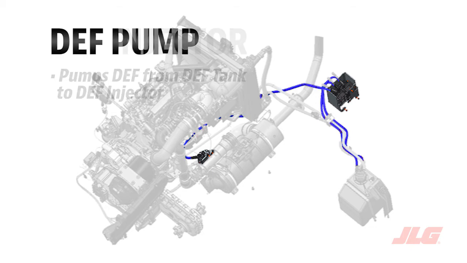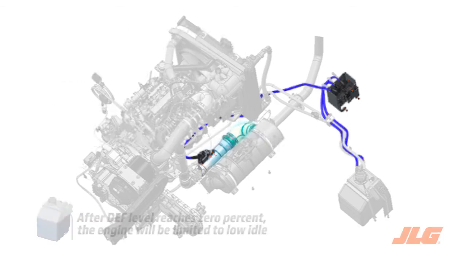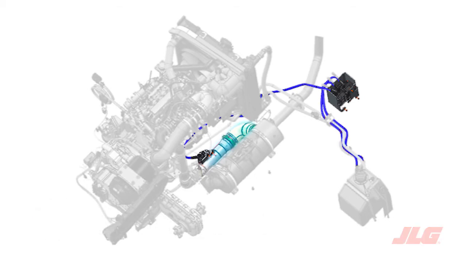The DEF injector is controlled by the ECM to atomize DEF into the DRT, decomposition reactor tube, to mix with the exhaust stream. To meet EPA requirements, the system will limit vehicle operation as the DEF level approaches 0. After the DEF level reaches 0%, the engine will be limited to low idle.